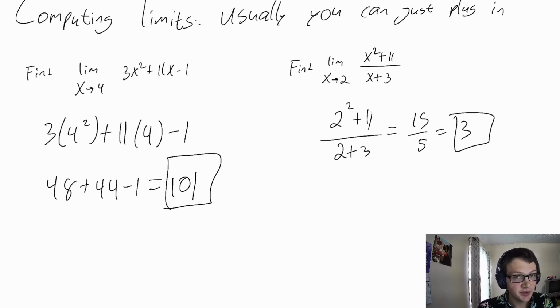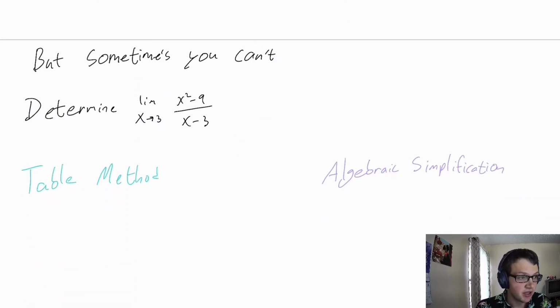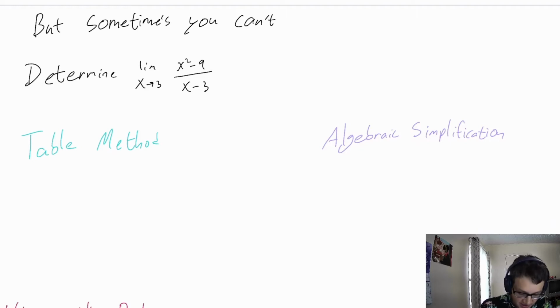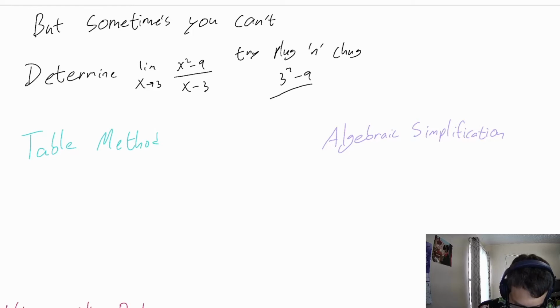The unfortunate news is that sometimes you can't just plug in. Let's take a look at this guy here. We want to determine the limit as x approaches 3 of x squared minus 9 over x minus 3. If we try the good old plug and chug, we're going to get 3 squared minus 9 over 3 minus 3. That's 0 over 0. And if we ever get divide by 0, we did something wrong. The good news is there are 3 things we can try to solve this.